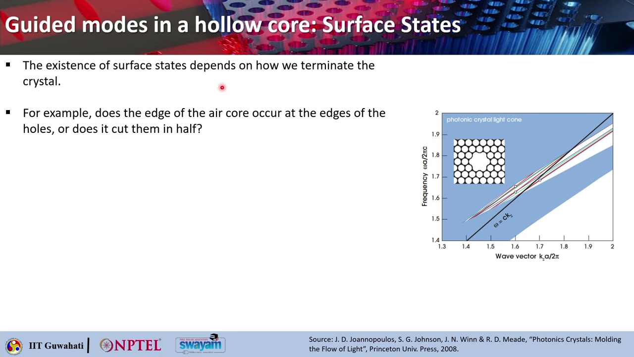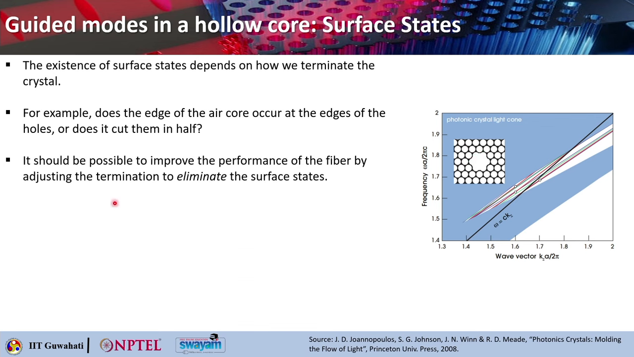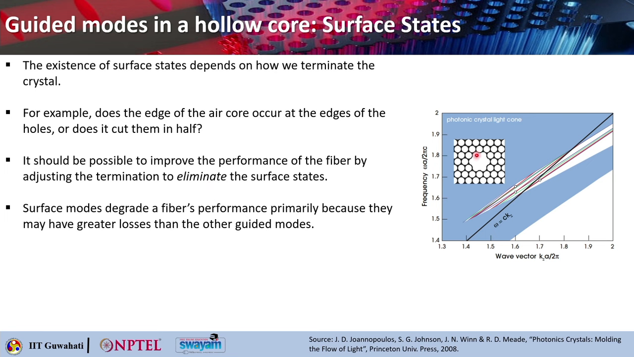For example, does the edge of the air core occur at the edge of the holes, like this, or do we cut them in half? This is where you do not have a perfect circular air core, because you have the air holes complete and then you are curving this out. So it should be possible to improve the performance of the fiber by adjusting the termination, and that would eliminate the surface states. The surface states have a lot to do with the way the crystal is terminated, and surface modes degrade a fiber's performance primarily because they may have greater loss than the guided modes.